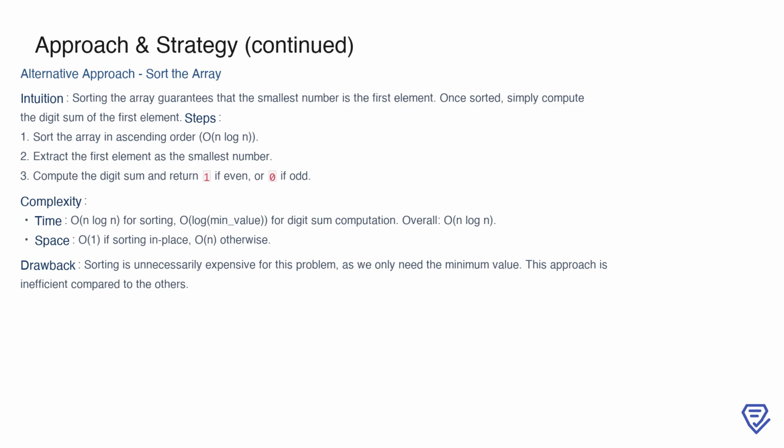Sorting the array has a time complexity of O(n log n), which is much higher than the O(n) complexity of the previous methods. Additionally, sorting introduces unnecessary overhead, as we do not need to process all elements in the list, only the smallest number matters. While this method works, it is not well suited for this problem due to its inefficiency.